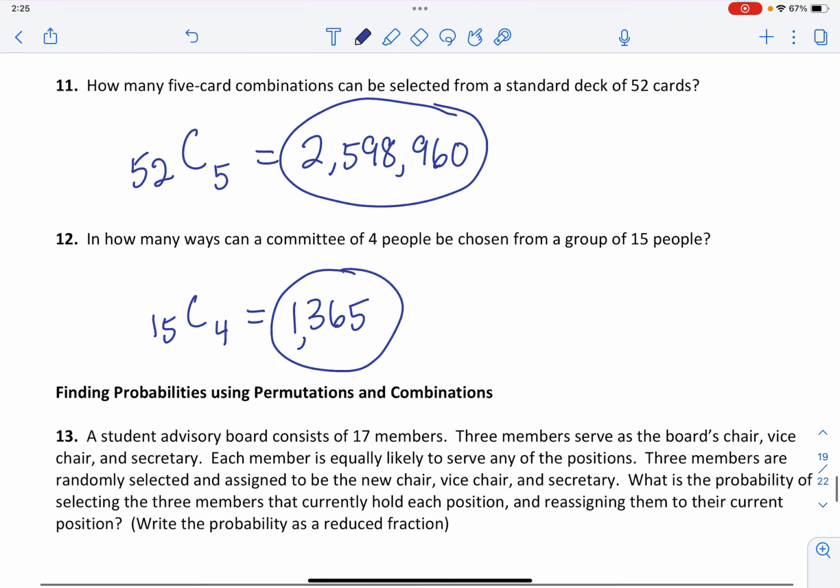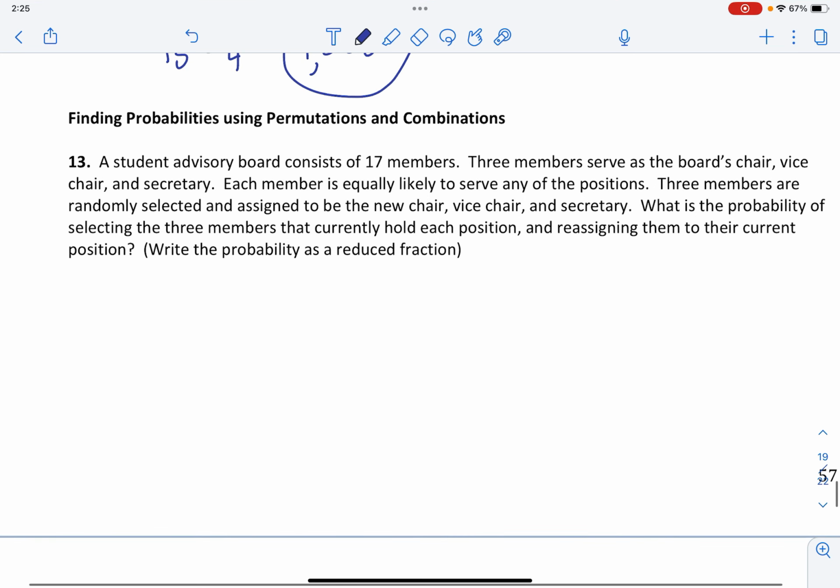Okay, now let's connect permutations and combinations to probability. Suppose you have a student advisory board consisting of 17 members. 3 members serve as the board's chair, vice chair, and secretary. As soon as you see them starting to assign positions, that's permutations, because now the order does matter. If you're vice chair and I'm chair, it's a different permutation if we reverse roles. So positions are permutations.